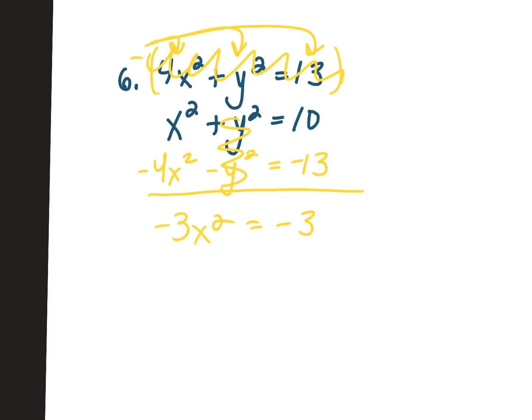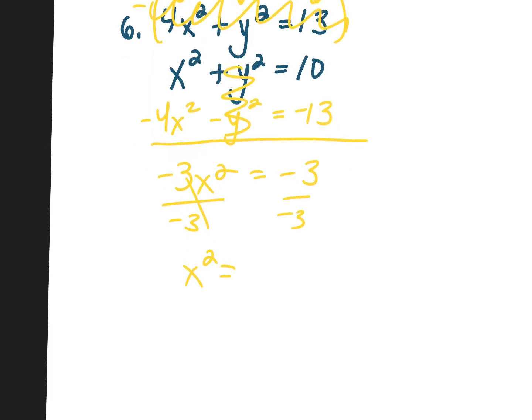All right, I'm solving now for x. So what do I do? Divide both sides by -3, and I get x squared equals what? 1. How do I solve for just x? Take the square root. Guys, when you take the square root, what goes in front of your answer? So I get x equals plus or minus 1. Everybody with me? So how do I figure out what y equals? You plug it back in.